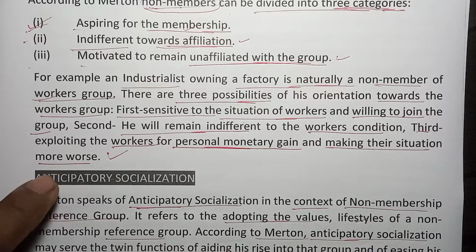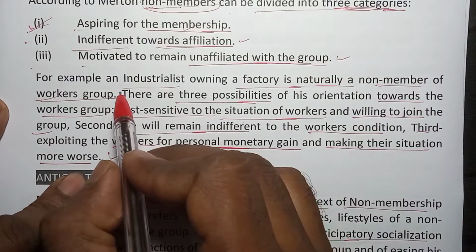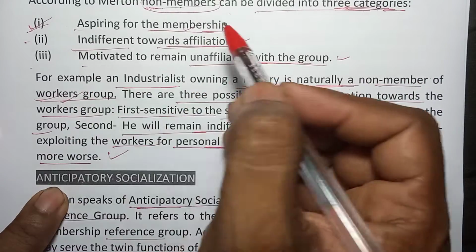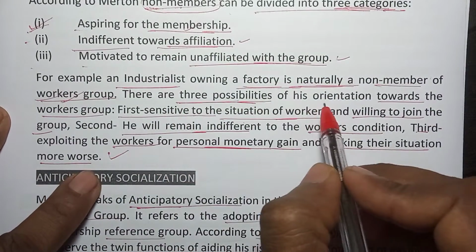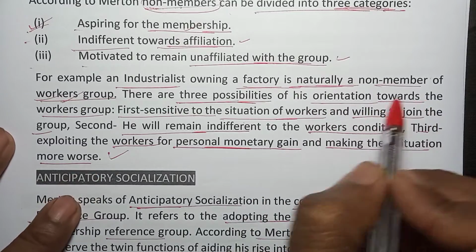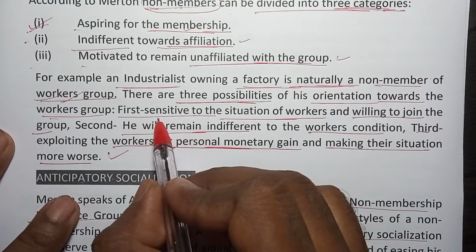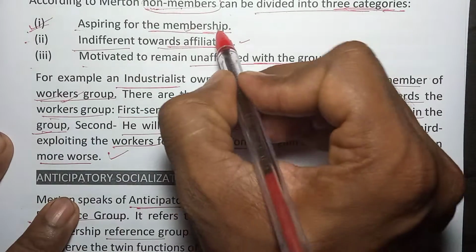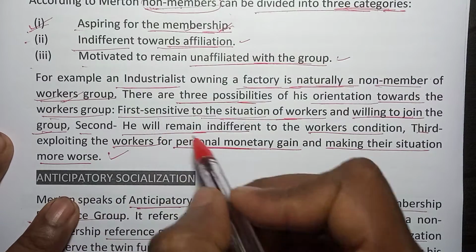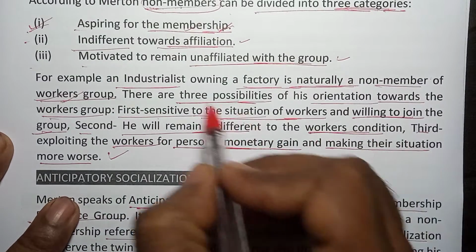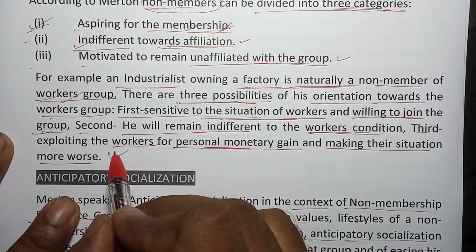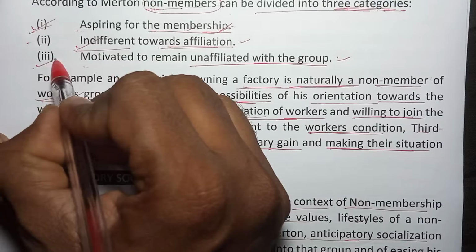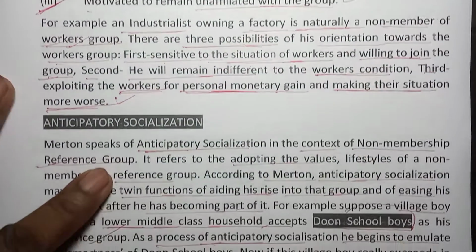So let us understand through an example. For example, an industrialist owning a factory is naturally a non-member of the workers group. There are three possibilities of his orientation toward the workers group. First, he is sensitive to the situation of workers and willing to join the group. Second, he will remain indifferent to the workers' condition. And third, exploiting the workers for personal monetary gain and making their situation worse. This one is the third category.